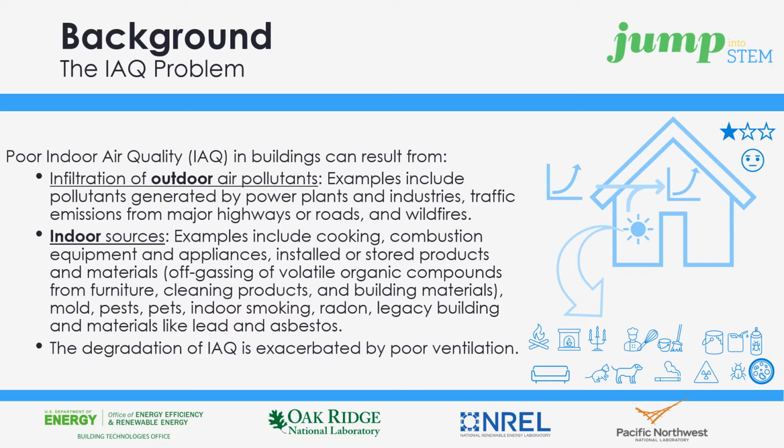Similarly, air pollution can also be generated through indoor sources, for example, by cooking activities, combustion equipment and appliances, installed or stored products and materials, the volatile organic compounds off-gassing from furniture, when we use cleaning products to clean the surfaces, and existing building materials like insulation materials, when there is a problem of mold, pests, or if we have pets that shed and give off pet dander into the indoor air, the activities like indoor smoking or naturally occurring radon that seeps into the indoor environment through cracks and openings in the building's floor, or legacy building materials like lead and asbestos that tend to exist in older buildings.